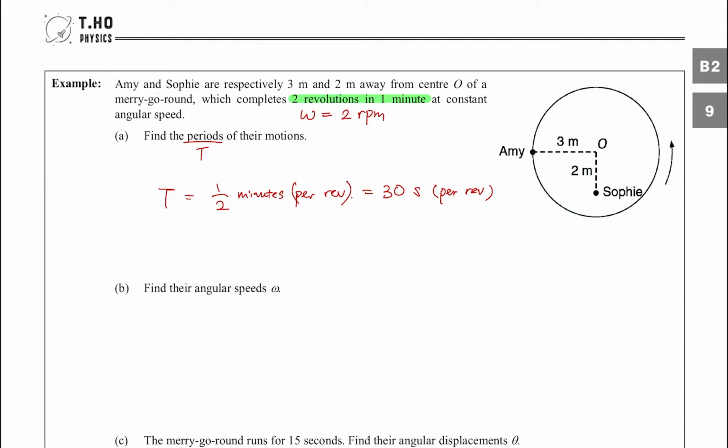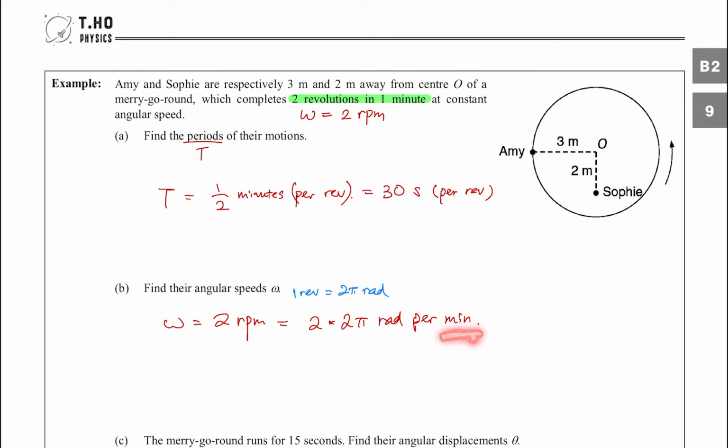And so part B, we are going to find the angular speed. Angular speed is equal to 2 RPM. And we want to change this into the standard unit because RPM is not an SI unit. Firstly, we have to change the angle into radian. One revolution means 2 pi radian. So if we have 2 revolutions, that means 2 times 2 pi radian per minute.